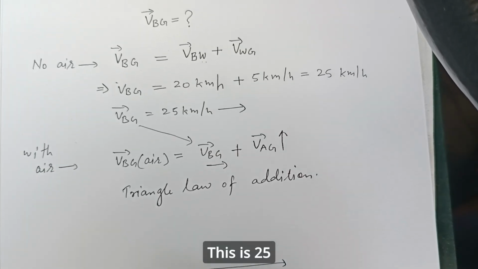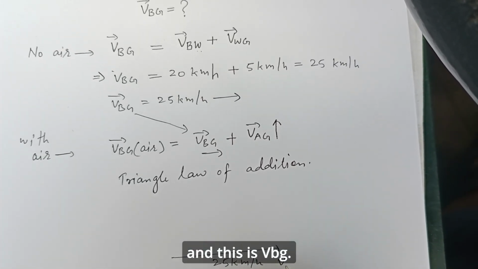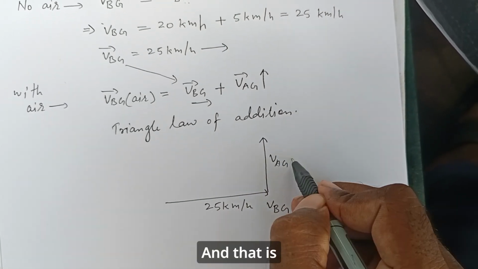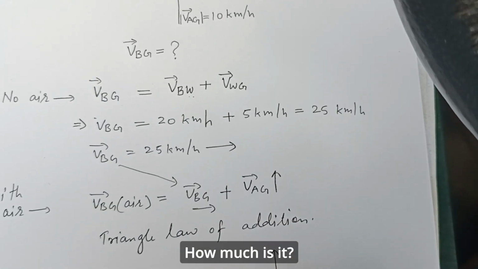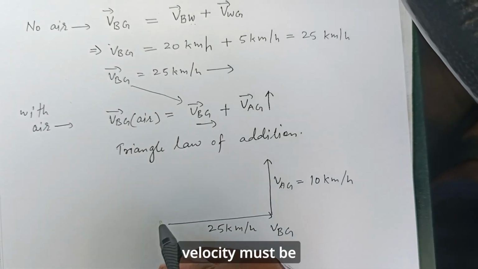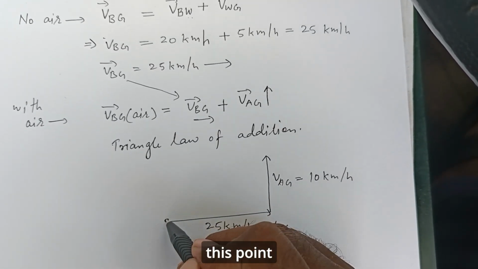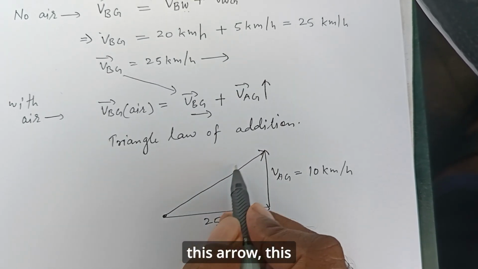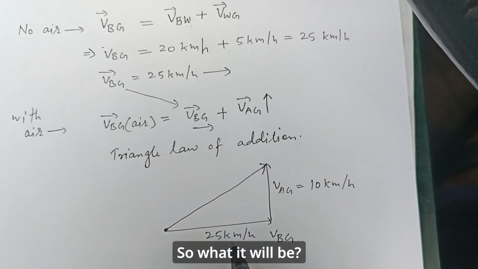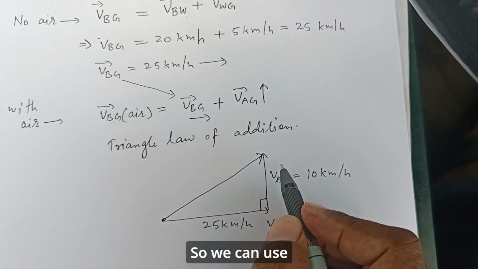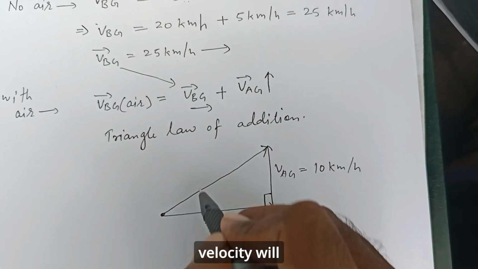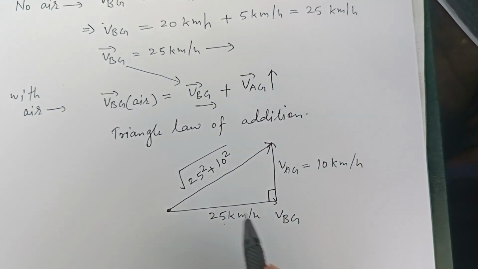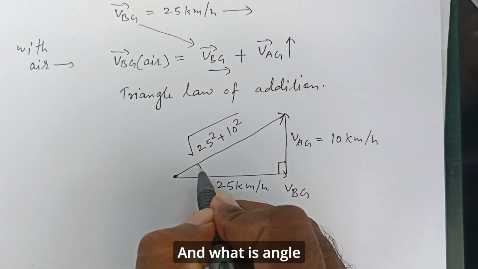We will draw them. This is 25 km per hour, the VBG, and the next one is VAG, which is 10 km per hour. Now the final velocity goes from the start of the first arrow to the end of the second. The length of this arrow is the final velocity. This is 90 degrees, so we can use the Pythagoras theorem: the velocity will be the square root of 25 squared plus 10 squared. So the final velocity will be this expression, and this angle is theta.